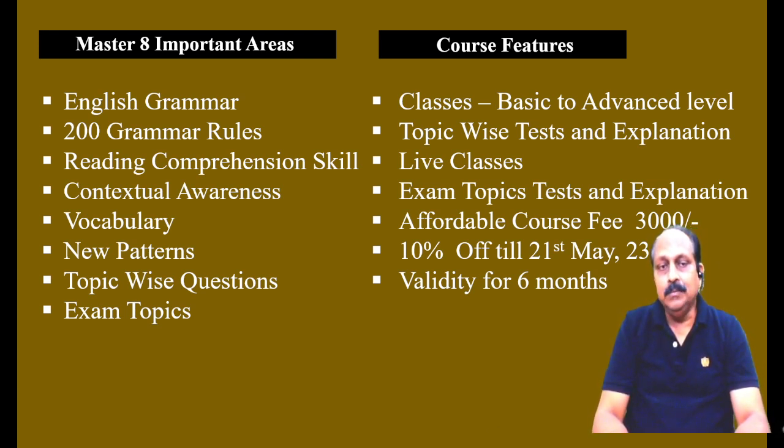And the third one, the most important, reading comprehension skill. For many candidates, reading comprehension skill is a problem because they don't read the magazines, they don't read the newspaper. So here I'll be giving the tips how to master reading comprehension skill. And when it comes to the mains exam, the deciding factor is there are two factors. One, reading comprehension skill, and along with that, contextual awareness. And along with these two, the third dimension, vocabulary.